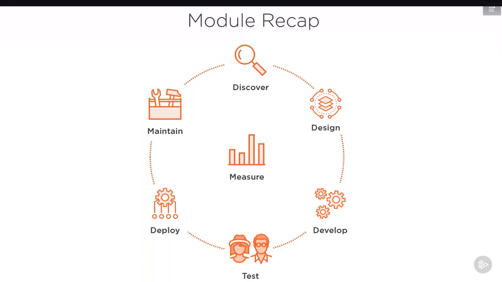Alright then, that was it for this module. In the next module, we will look at how organizations typically implement robotic process automation and what the different steps are for a successful implementation.